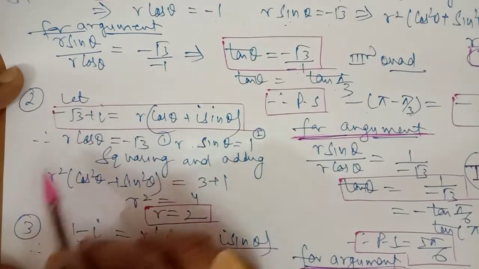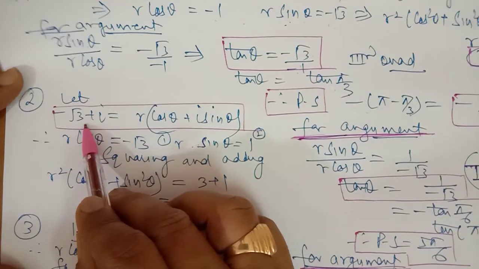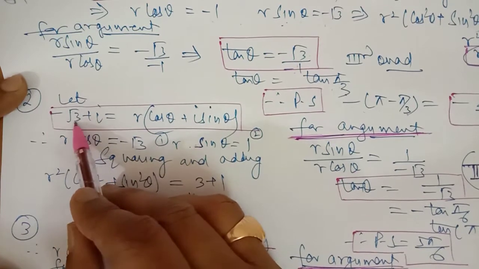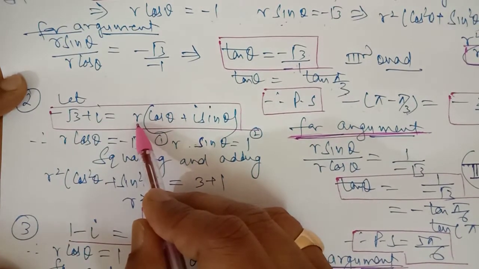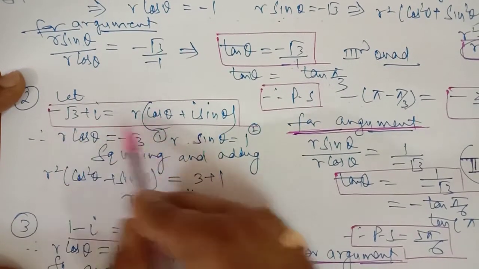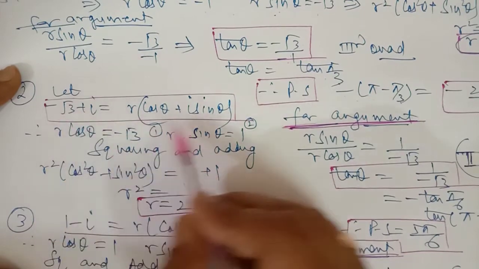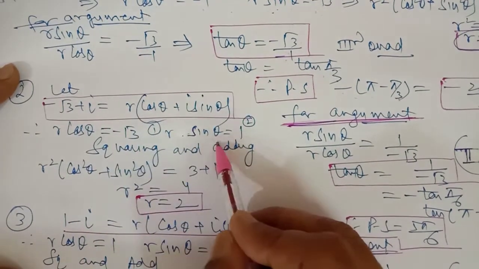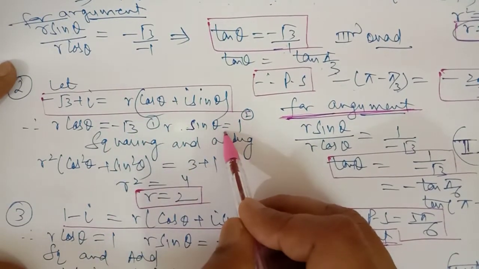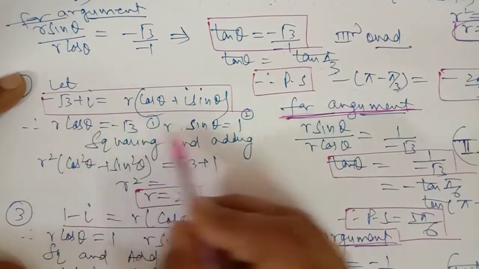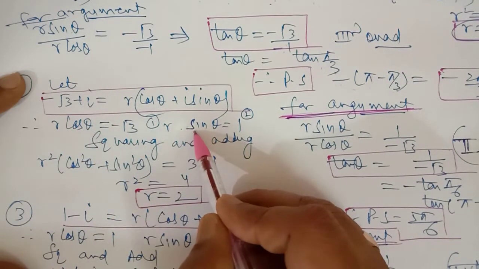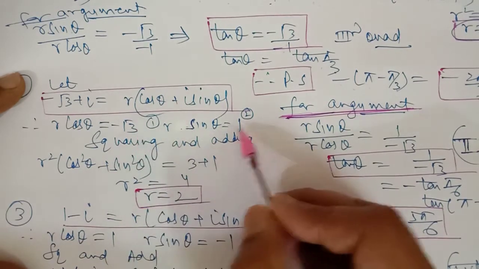You have to convert this into the polar form or find the principal argument of this complex number. So let minus root 3 plus i be a complex number in the polar form r cos theta plus i sin theta. As usual, equate the real part with the real part, that is r cos theta is equal to minus root 3 and r sin theta is equal to 1. To find r, always square and add these equations: the left hand side is r square cos square theta plus r square sin square theta, and the right hand side is minus root 3 square plus 1 square.